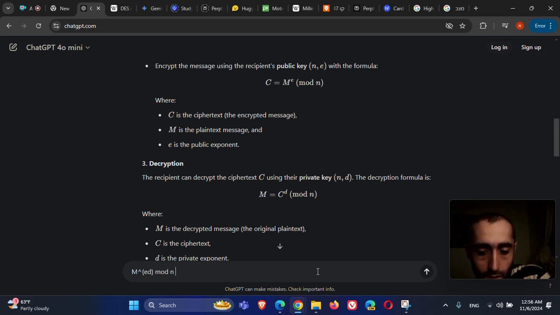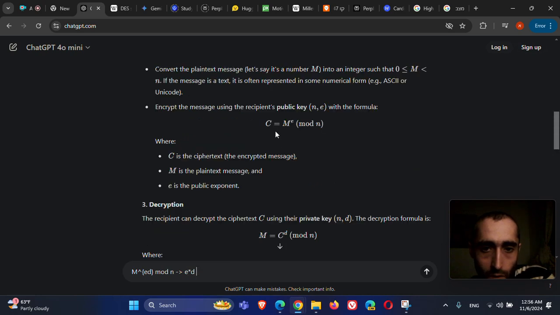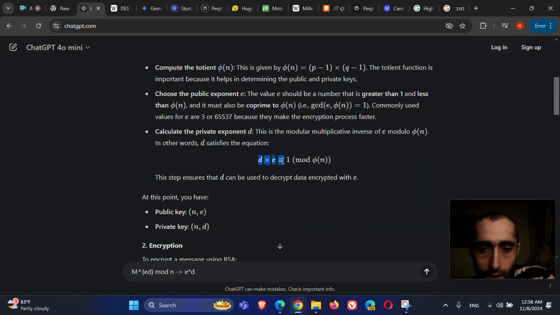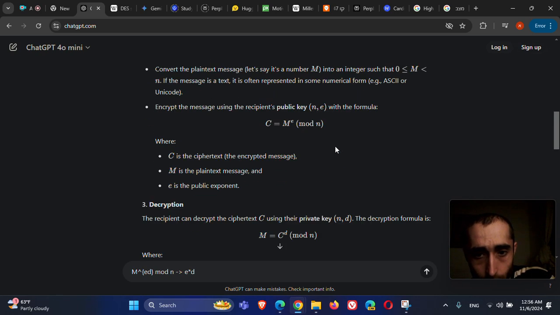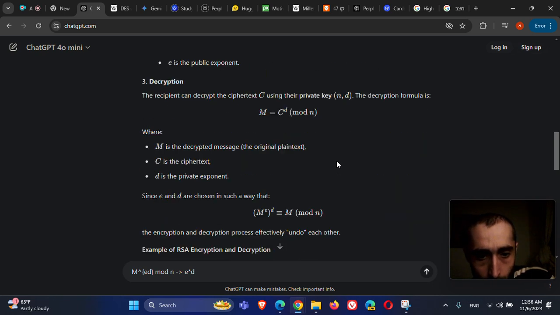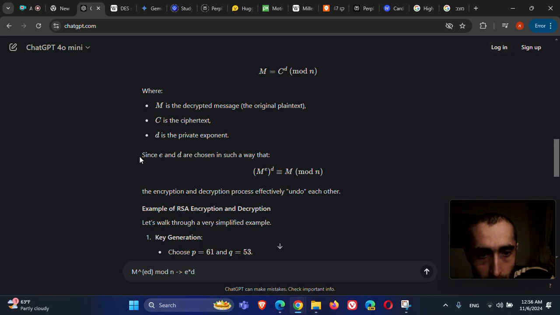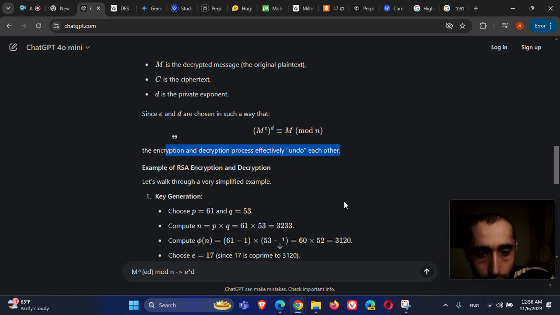But remember that we said that e times d is 1 modulo totient of n. Now, since e and d are chosen in such a way that the encryption and decryption process effectively undo each other.